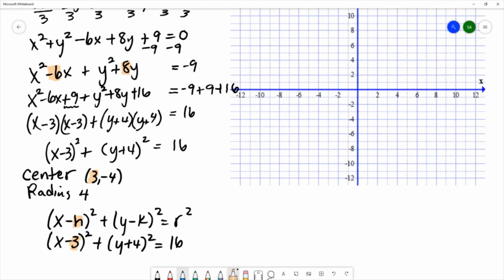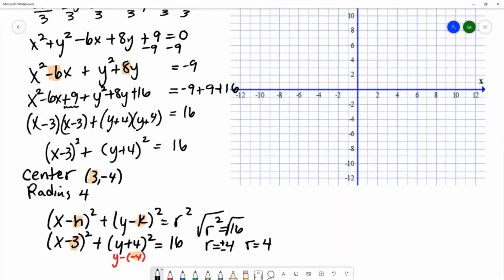With this y plus 4, it looks a little bit different because I have y minus k, but every addition can be written as subtracting the opposite. So this is the same thing as y minus negative 4. And so now you can see that your k is negative 4. And then finally you have r squared equals 16. If you square root both sides, you get r equals plus or minus 4, and the radius is a positive value. It's a distance, so that will be 4.